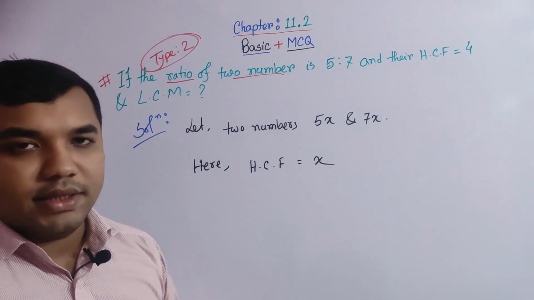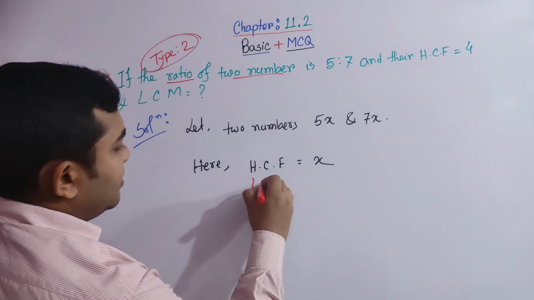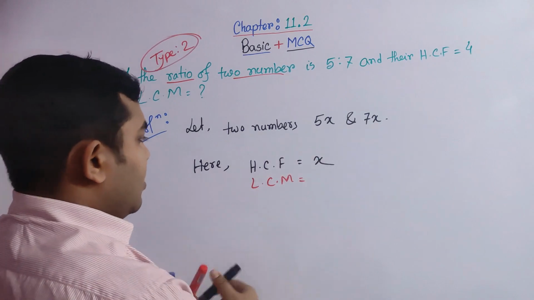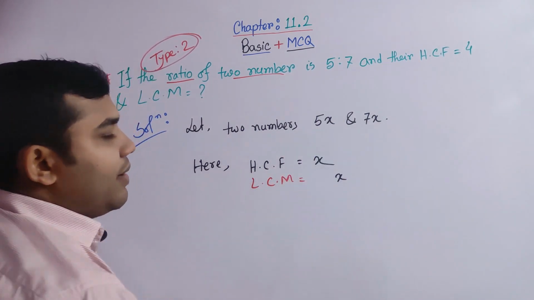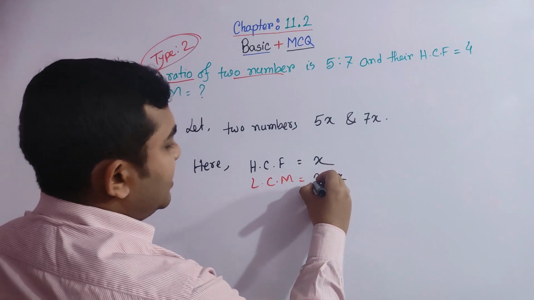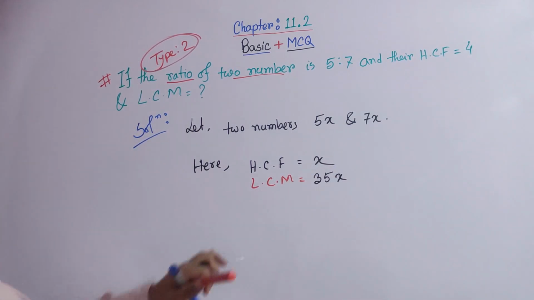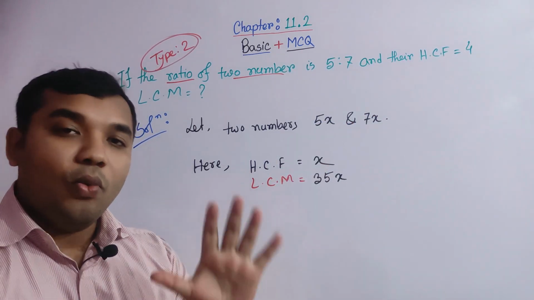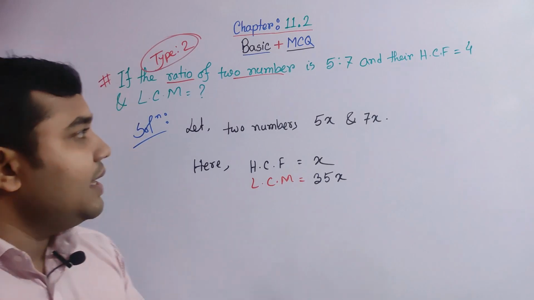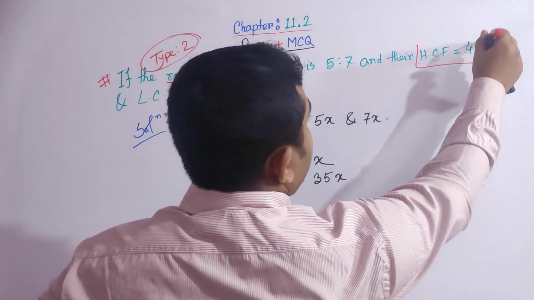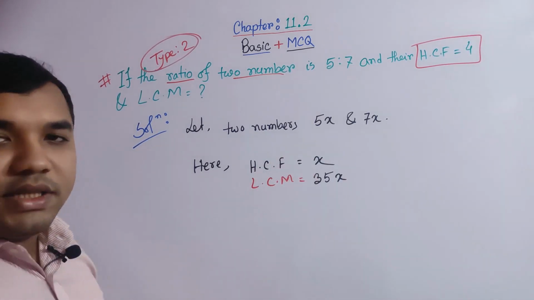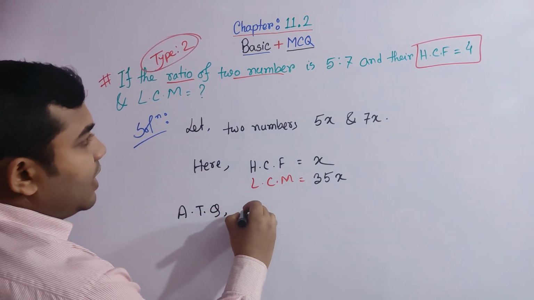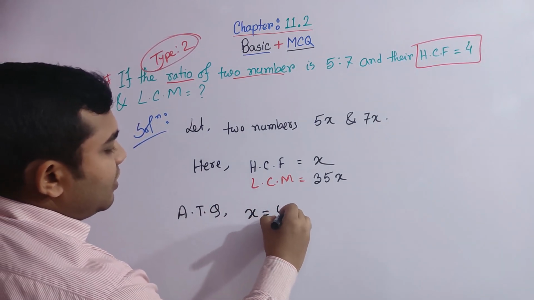And what will be our LCM? LCM is something which is common and uncommon, everything will come. Here x is common, so the common part is coming, and 7 into 5, if we multiply these two, we'll get nothing but 35. So that's our thinking, or what we have to find from the numbers. Now one thing will be given, another thing we have to find. Here the HCF is given. So according to the question, our HCF, that is x, equals 4.